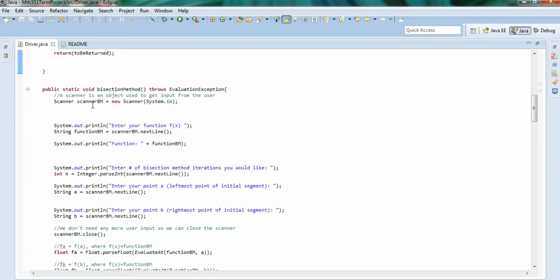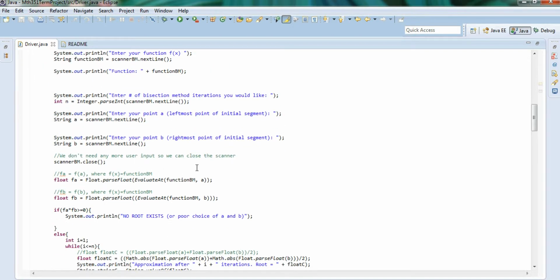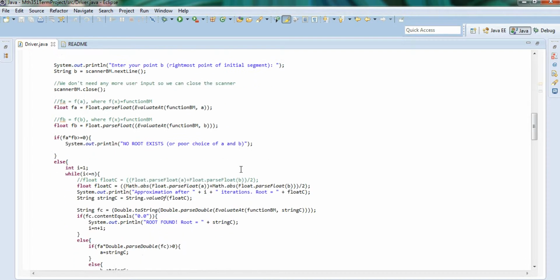A scanner is what we use to take in user input. So we will be prompted to enter our function f of x, then it verifies that this really is the function that you entered. Then enter how many iterations of the bisection method you'd like, your point A, the leftmost point, and your point B, the rightmost point. Then we have a variable called f of A, your function evaluated at point A, and f of B, likewise your function evaluated at point B. So we check, is there actually a root?